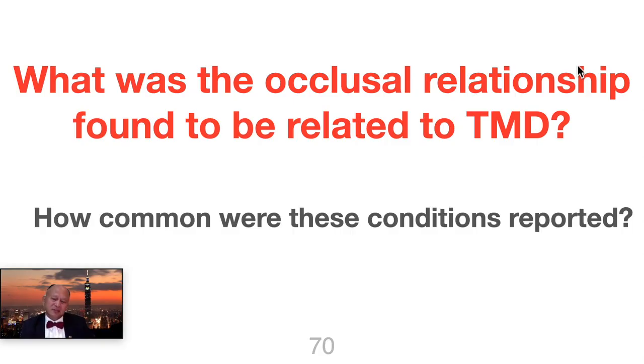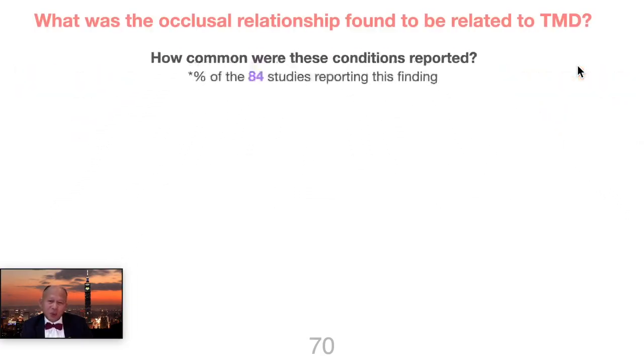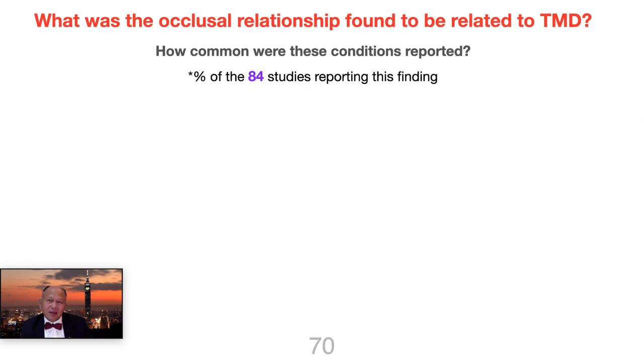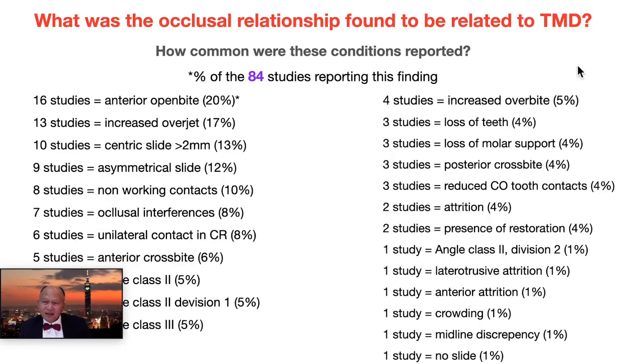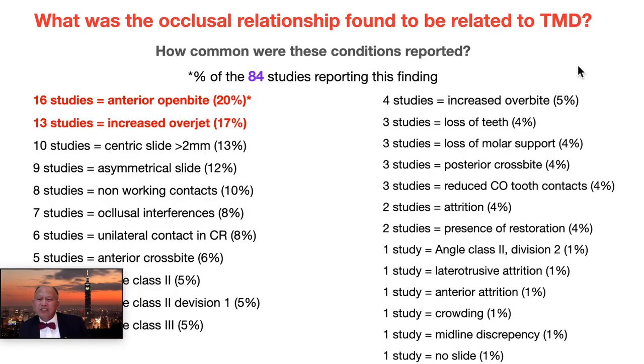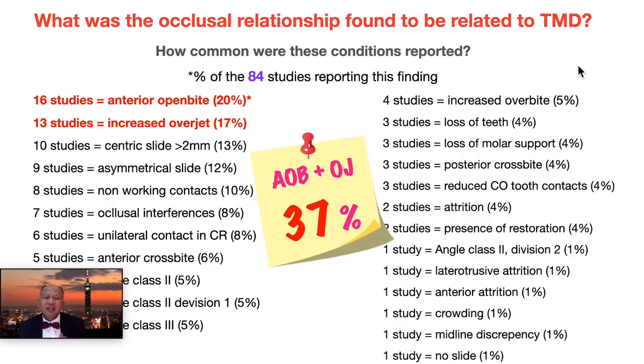To find out the answer, I checked how common this condition was in the documented study reports. And guess what? There were 84 study reports over the past several decades. If you look carefully, 16 studies talk about anterior open bite, which is 20%, and a big overjet, which is most likely class 2, is 17%. You put them together, anterior open bite and big overjet, they constitute 36%, which is related to TMJ.